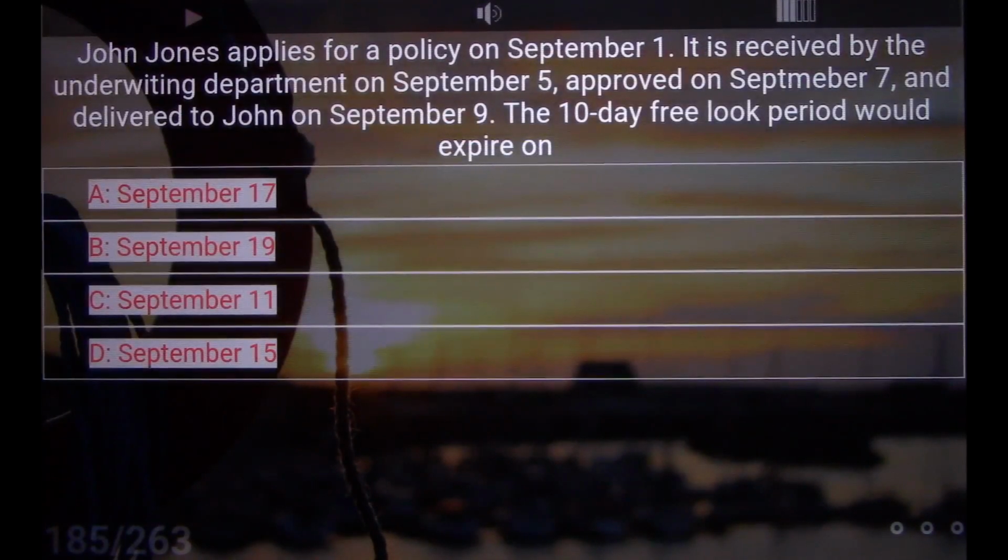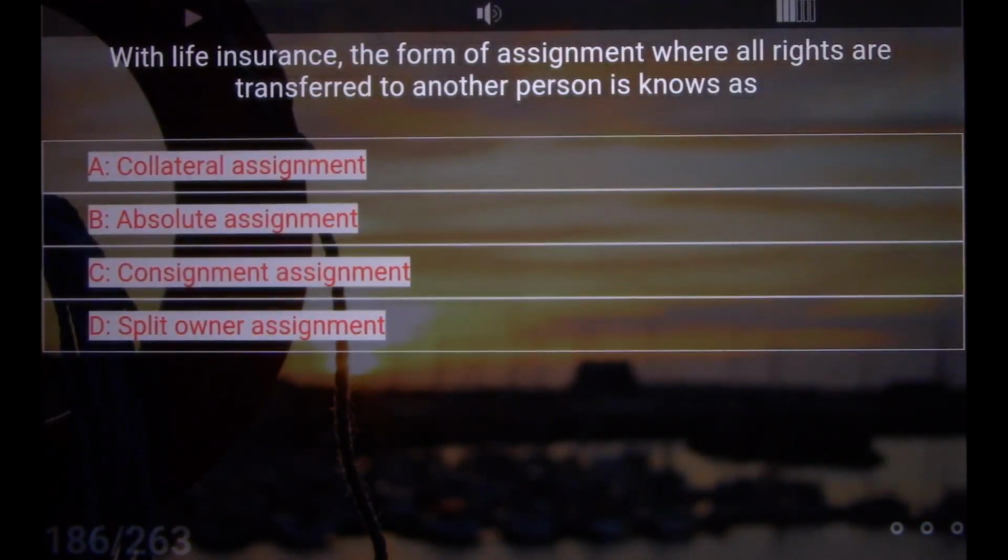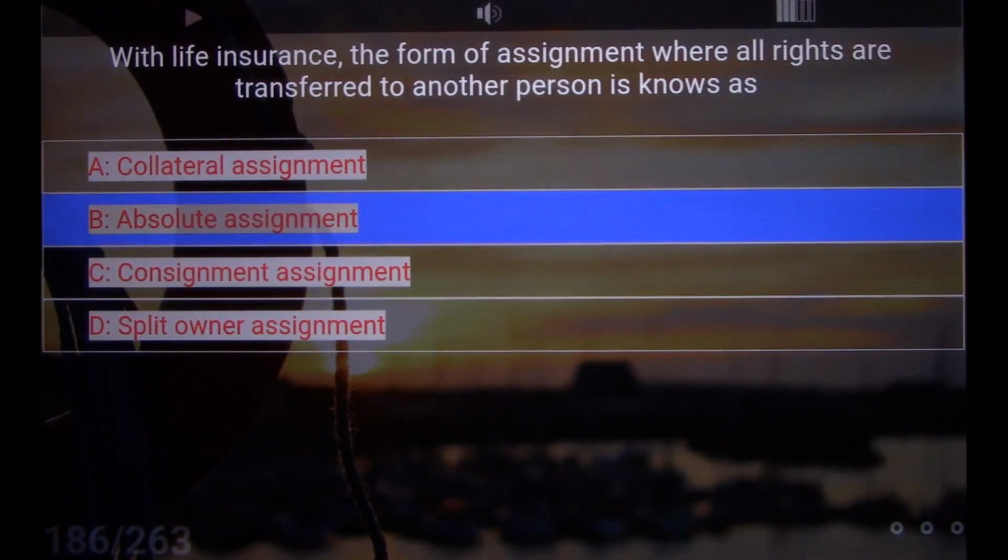John Jones applies for a policy on September 1st. It is received by the underwriting department on September 5th, approved on September 7, and delivered to John on September 9th. The 10-day free look period would expire on B. September 19th. With life insurance, the form of assignment where all rights are transferred to another person is known as B. Absolute assignment.